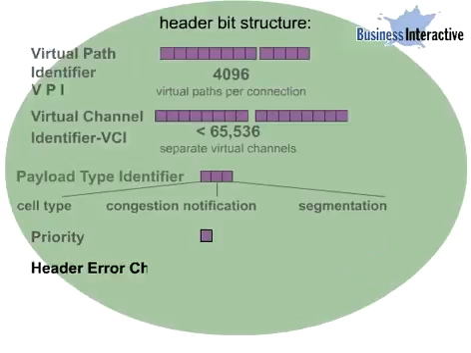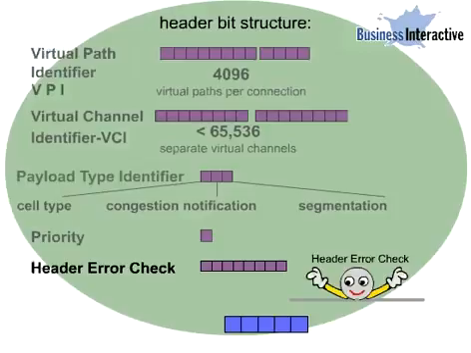Finally, the header error check indicates possible bit errors within the first 4 bytes of the ATM header. It only verifies the integrity of the header, not of the payload. Payload verification is taken over by a higher layer protocol.